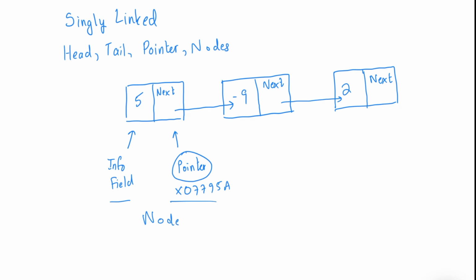Now, the beginning and the end of a singly linked list are the head and tail. So the head is actually just a pointer. And that allows us to access the beginning of the singly linked list.